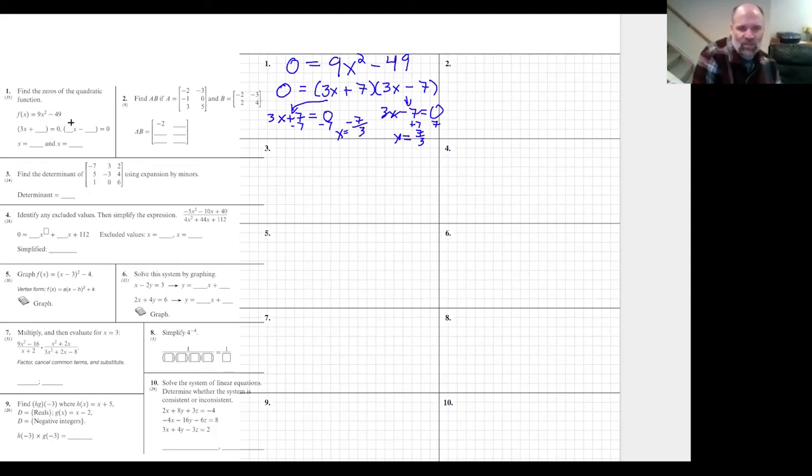So they kind of help you through that if you wanted to use these things, or sometimes these can be confusing. So just do it your own way. That's fine. Okay. So unless there's any questions with number 1, I'm going on to number 2. All right, I don't see any hands. So number 2, find AB and so on.